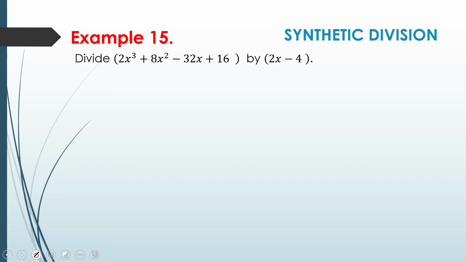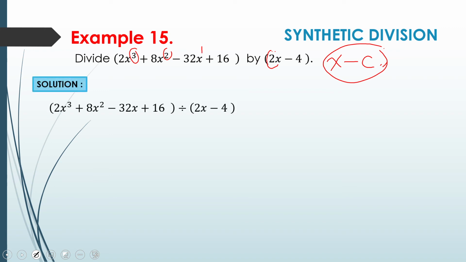Let's have the last one, 2x cubed plus 8x squared minus 32x plus 16 using synthetic division. So again, you should start where the given should be x minus c. In this case, it's not x minus c because we have 2 here. Okay, so we need to do something so that we can change it into x minus c form. Let's check with the powers, power 3, power 2, power 1, and 0, so nothing is missing.